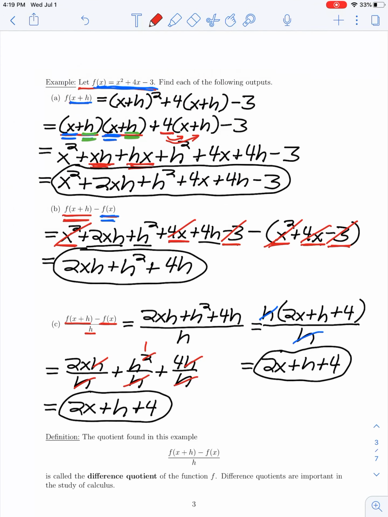So the quantity that we were calculating in this example, which was f of x plus h minus f of x all over h, is sometimes referred to as the difference quotient of the function f. And we're going to see that these difference quotients for functions are important in the study of calculus. We'll see that when we start into our chapter 11 material. So being able to calculate these expressions in parts A, B, and C will be very useful a bit later in the course.